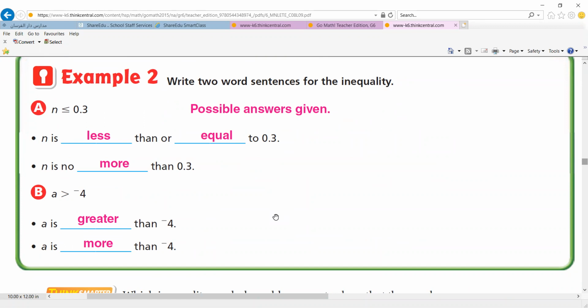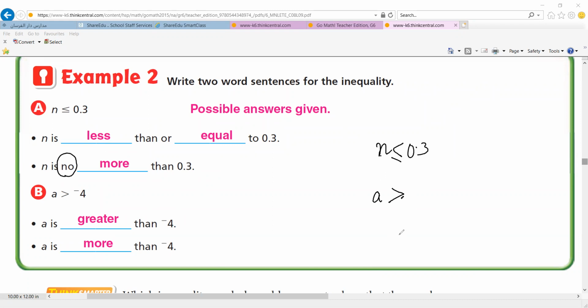N less than or equal to. First of all, I'll write N is less than. How will you read this? Malak, do you know how to read this? If I write N, you'll say N is less than or equal to 0.3. Next, you write N is no more than 0.3.